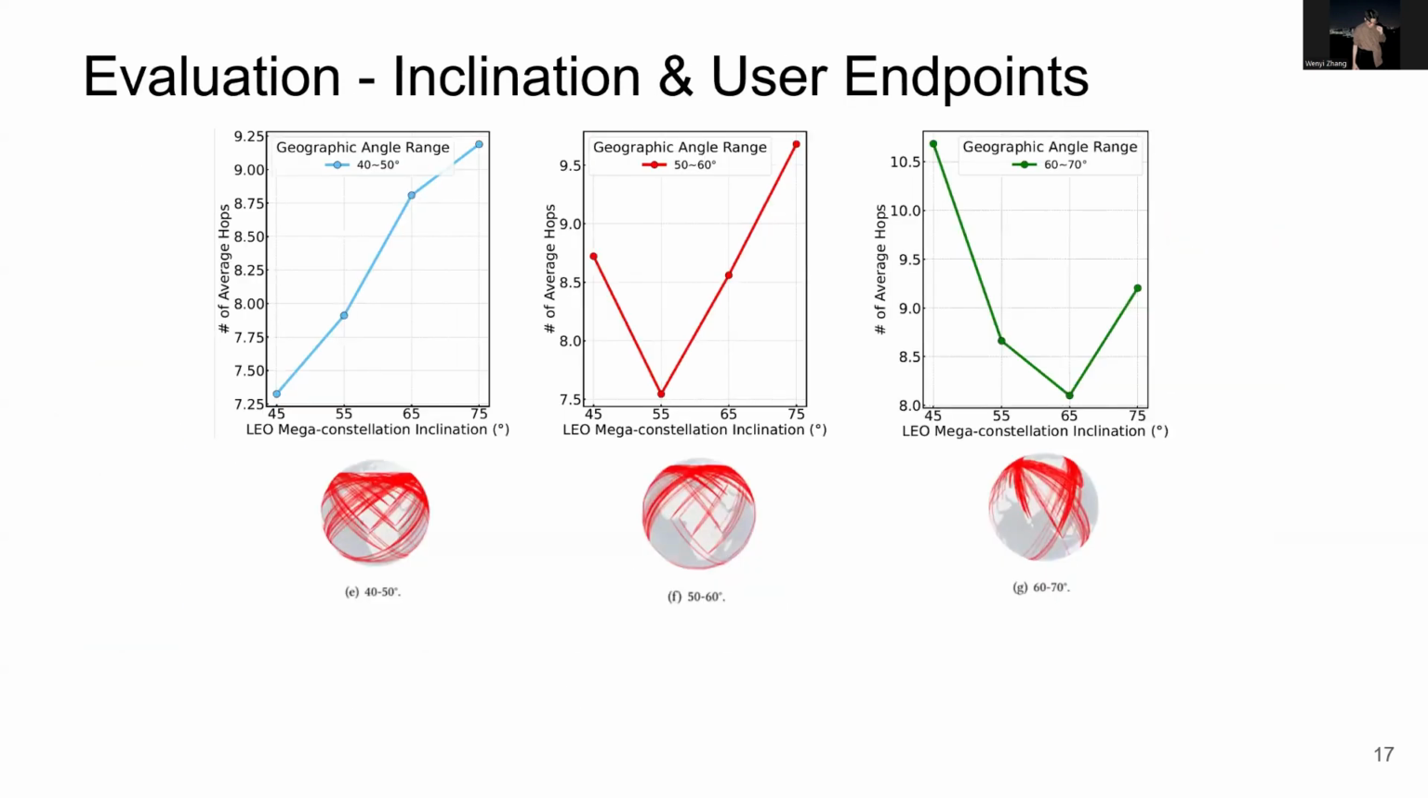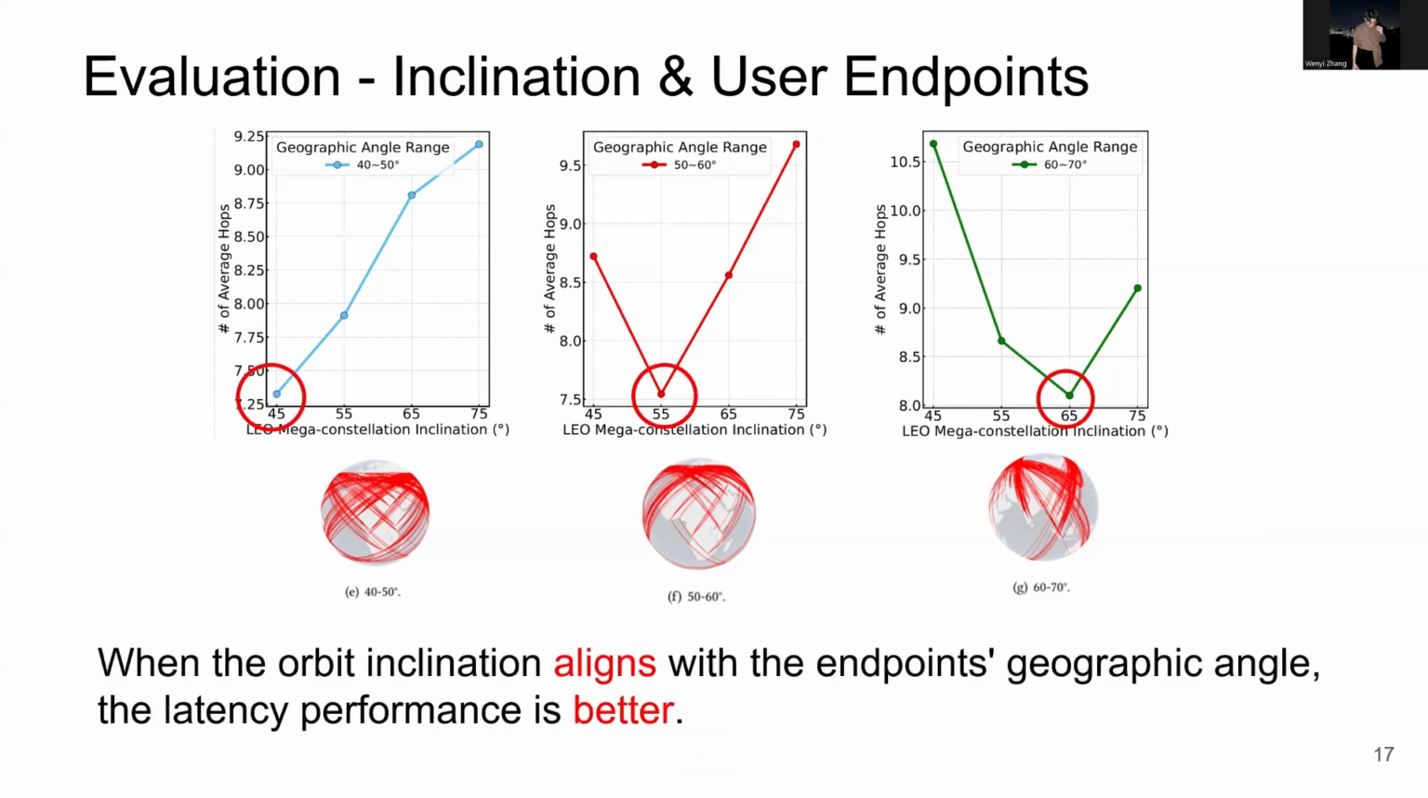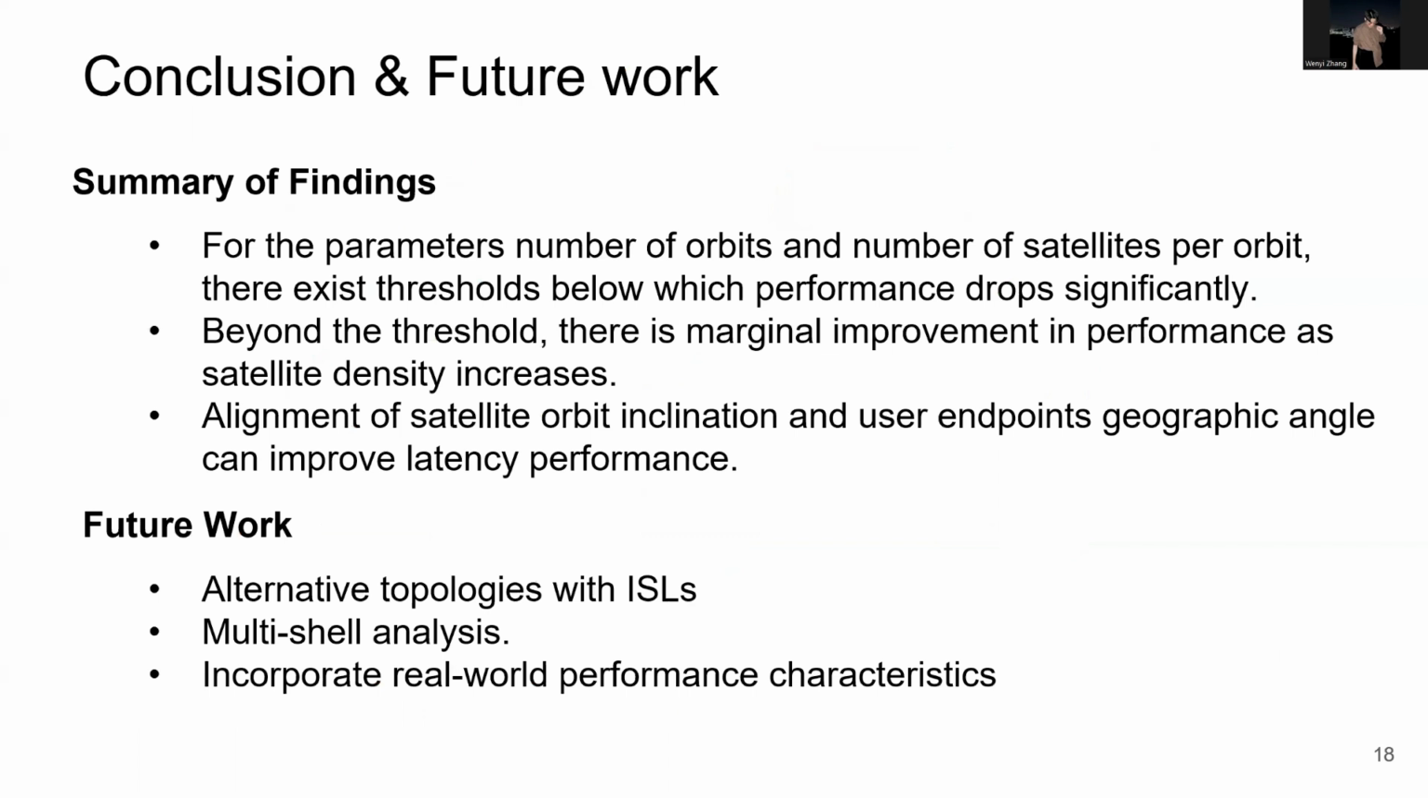Here is the selective result of the average hop count for experiment 2. The y-axis is the average number of hops, and the x-axis is the 4 different constellation inclinations. From left to right, you can see 3 groups of user endpoint pairs and their performance on the different inclination constellations. Lower points mean better performance. As the right circle points out here, when the inclination aligns with the user endpoint's geographic angle, the performance is better.